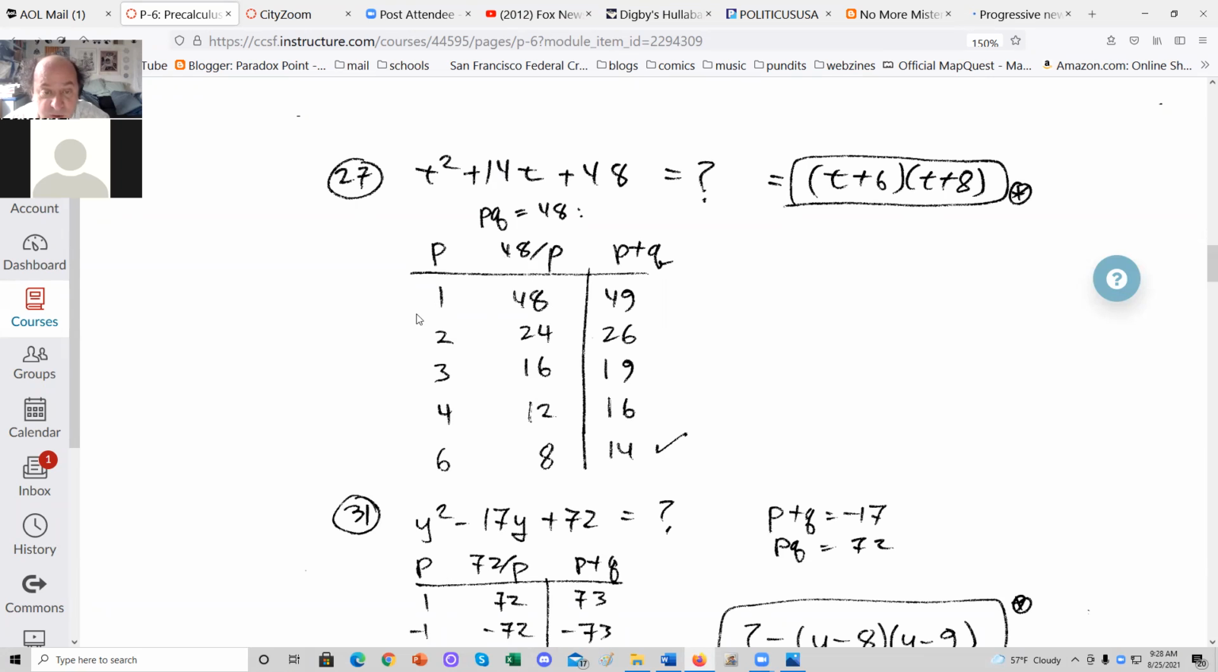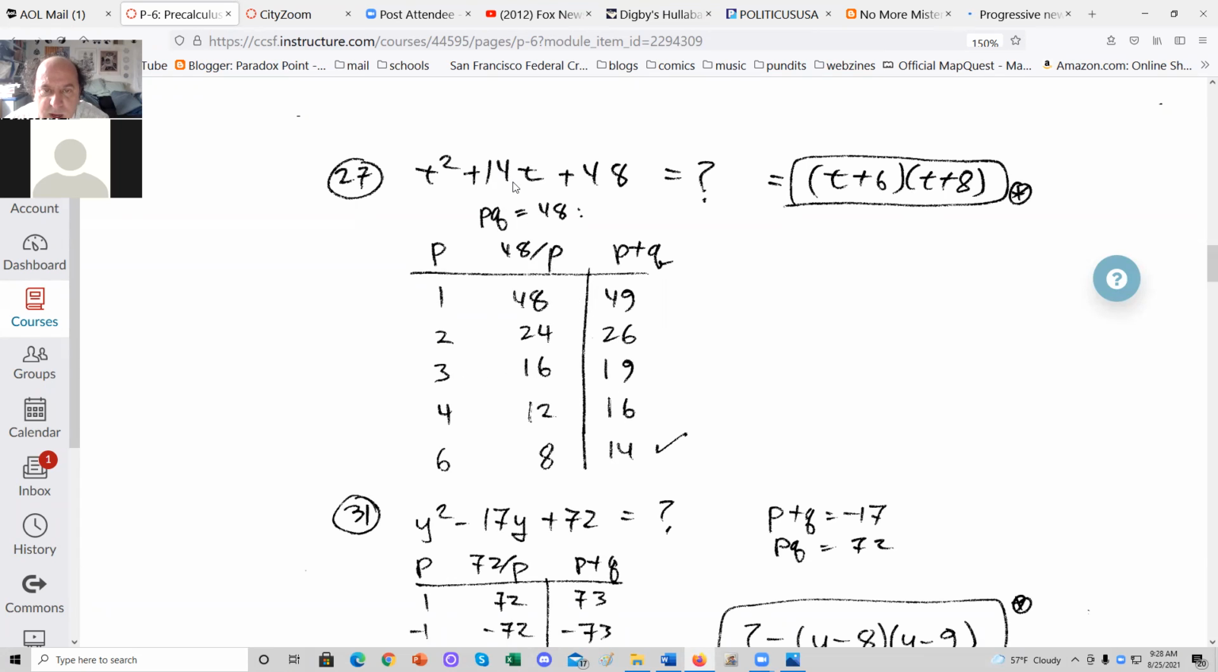There are various factors of 48: 1, 2, 3, 4, 6. Okay, if P is 1, 48 over 1 is 48. Their sum is 49. Too big. If P is 2, Q is 48 over 2, which is 24. 2 plus 24 is 26. Still too big. If P is 3, Q is 48 over 3, which is 16.